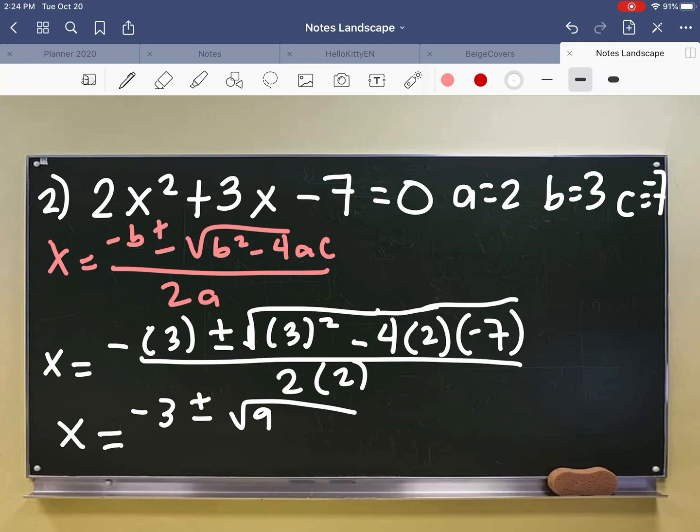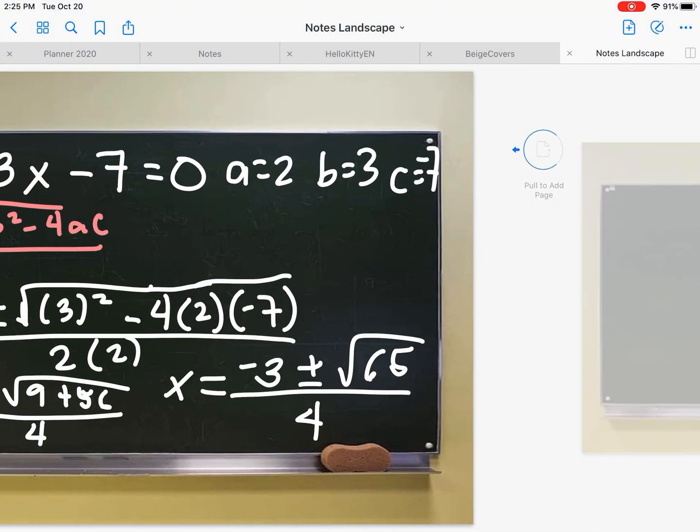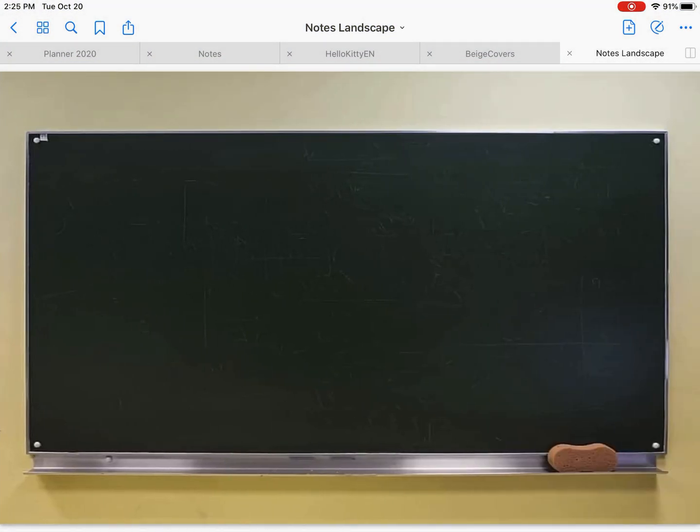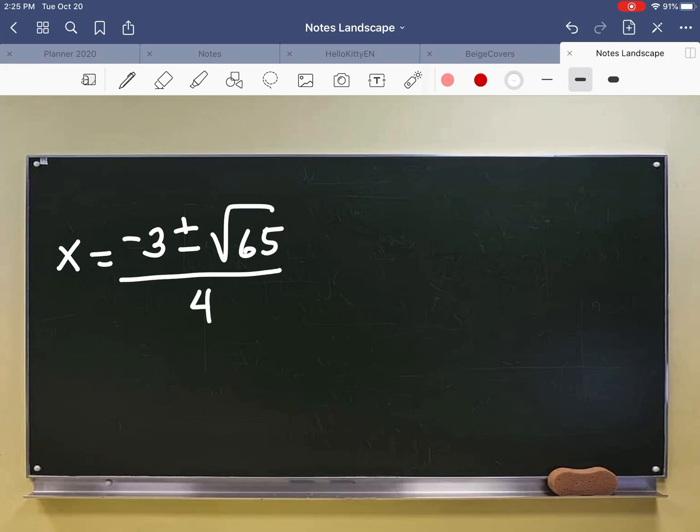Okay, negative 4 times 2 is what? 8 times negative 7. So, it's positive 56 all over 4. Okay. So, humihirap na ng konti, pero medyo madali lang naman. Negative 3 plus or minus square root of 56 plus what? 9. Which is 65 all over 4. Okay, so we have x equals negative 3 plus or minus square root of 65 all over 4.